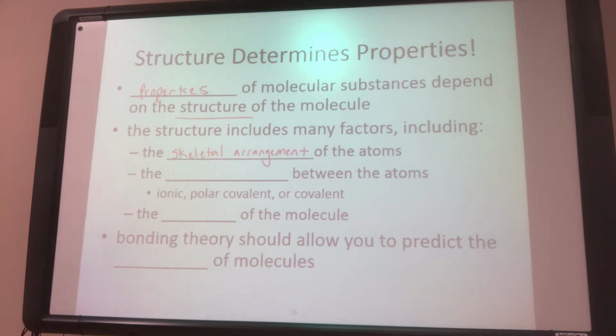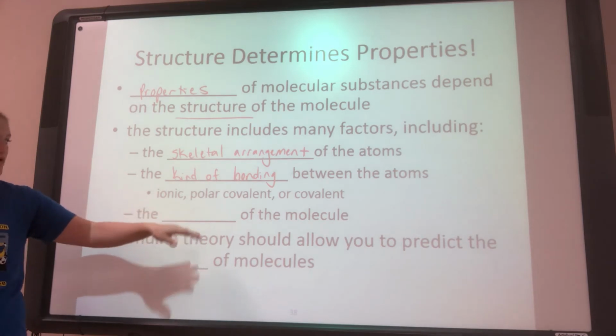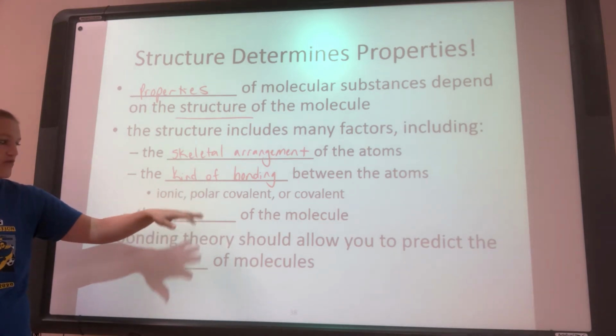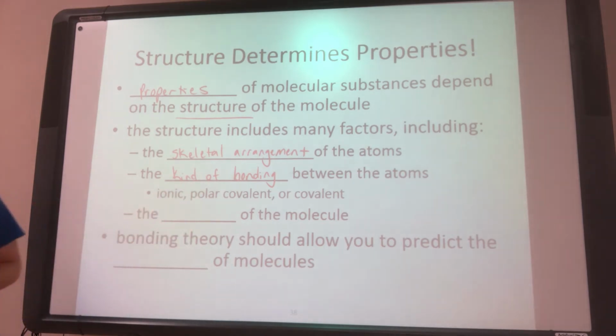The second is the kind of bonding. We can get that from the formula sometimes. Is it ionic? Is it covalent? Is it polar covalent? Pure covalent? So what kind of bonding are we doing? And then the shape. Okay? This is the part we're going to talk about now, is the shape. And we're going to talk about the three-dimensional shape.